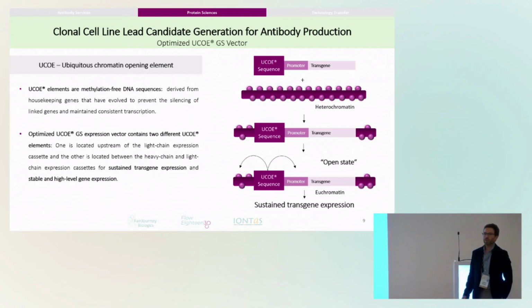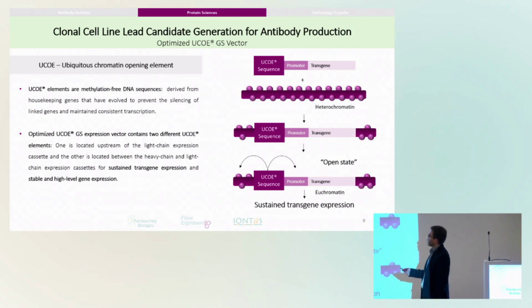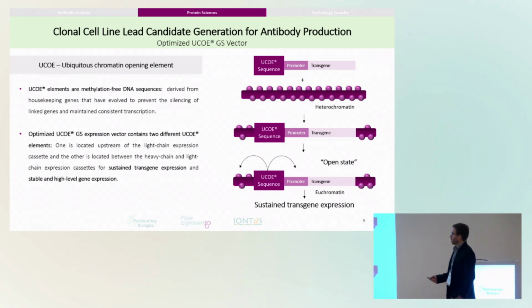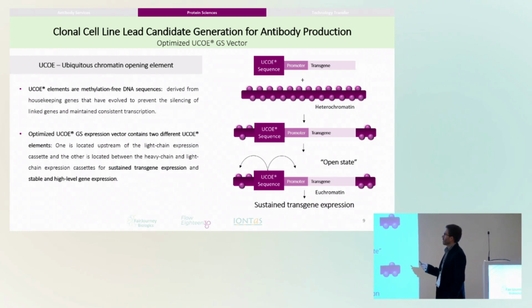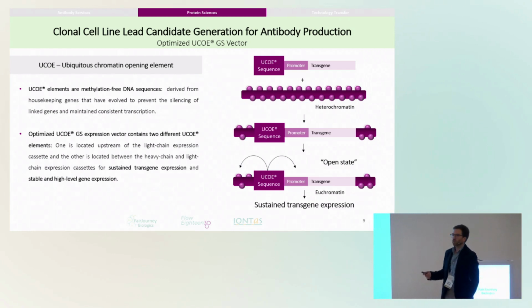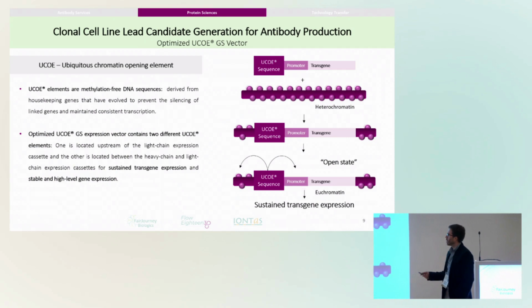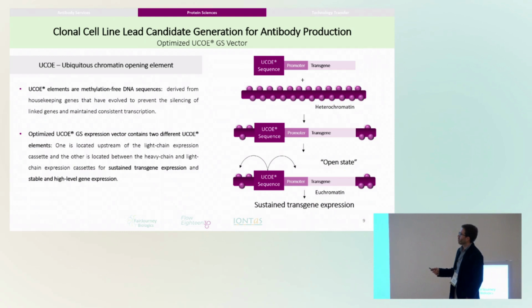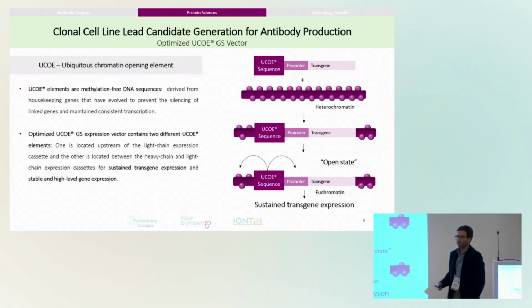Regarding the vector that we will use, this vector contains DNA sequences called ubiquitous chromatin opening elements. Basically, they are DNA sequences that are methylation-free. They are derived from housekeeping genes and are involved in preventing the silencing of linked genes and maintaining consistent transcription. The vector by itself has two different UCOE elements. One is located upstream of the light chain expression cassette, and the other is located between the heavy and the light chain expression cassettes. Ideally, it will sustain expression and stably high gene maintenance.